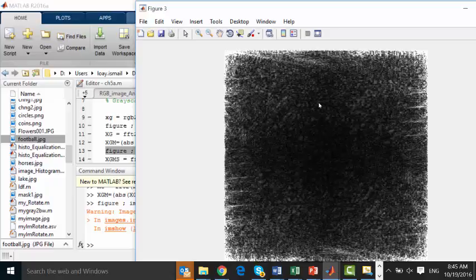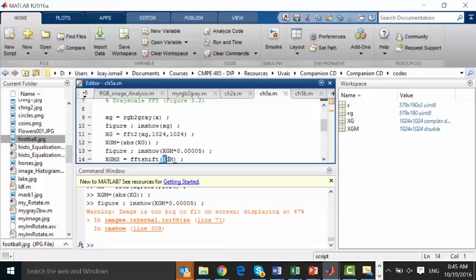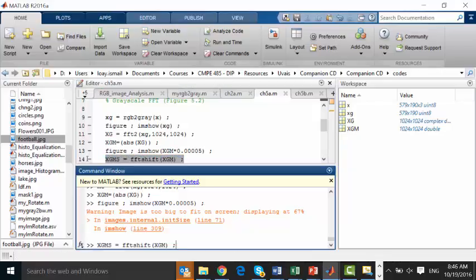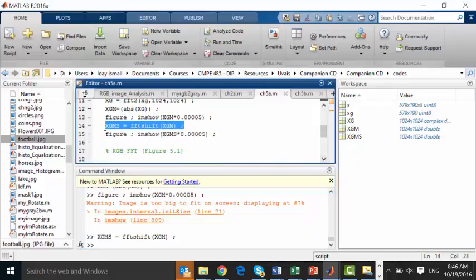So how can we do this? We have a function that is responsible for this, which is called the FT shift. Here I will take the absolute magnitude value that I have already computed before and apply this function on it. This will give me something called XGMS. Now I will plot this XGMS. What do you expect to see here, if I plot this figure?